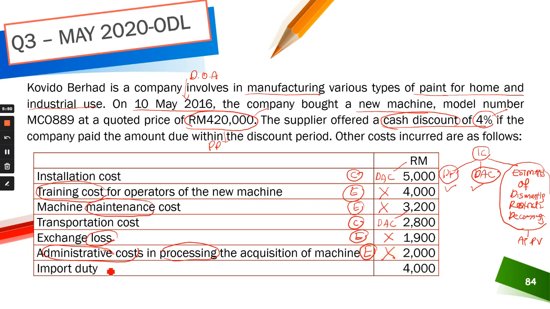Import duty: if nothing is stated, we assume this is the import duty involved in bringing the asset from the country you imported it from to the location there. So you need to pay the import duty to the government, and this one shall be included. It is part of the elements you should add to the purchase price, after deducting the discount, and therefore it will be capitalized. That is the analysis of what you have, because normally question 3 here will ask about the calculation of initial cost.